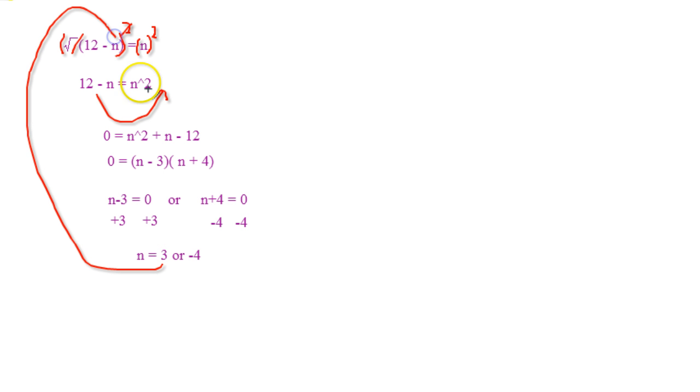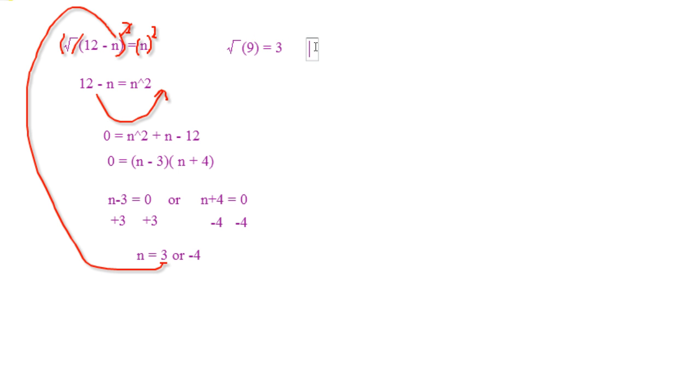So I'm going to plug in 3 and see if that works. So I check it out. The square root of 12 minus 3, does that equal 3? If you notice, 12 minus 3 is going to be 9, so yes, that checks out. So this is good. So I'm going to keep this.